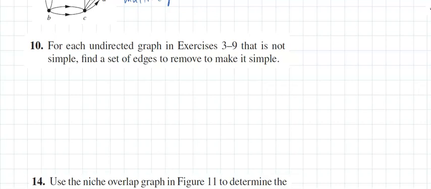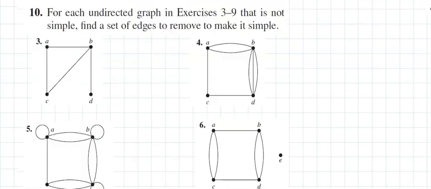It says, for each undirected graph in 3 through 9 that is not simple, find a set of edges to remove to make it simple. Well, I forgot to get those. Let me cut those and put them here. For each undirected graph in 3 through 9 that is not simple, find a set of edges to remove to make it simple. Well, this is simple already, so no need to worry about that because it satisfies those conditions.